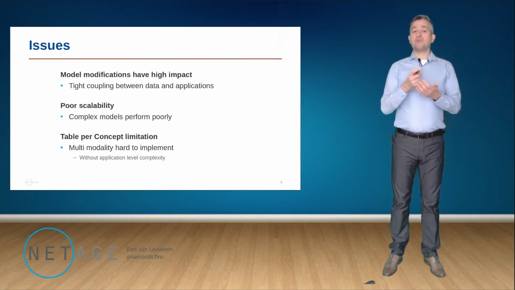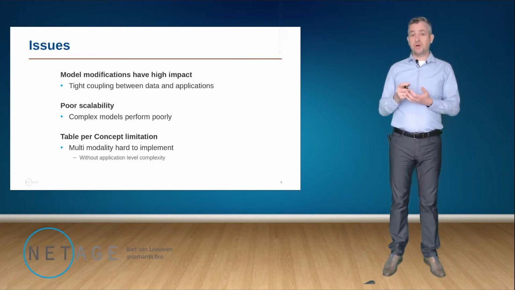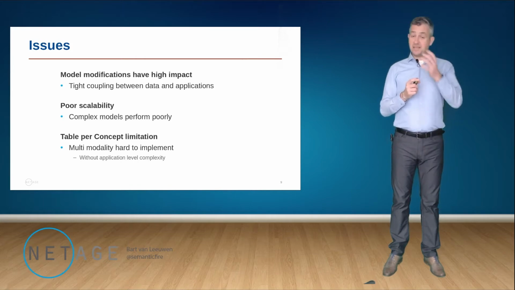If you go to really large amounts of data, the complex models perform really poorly. And the reason that the Googles and Facebooks of this world moved away from traditional data modeling is because they could not make this perform anymore. And the second part is obviously every concept in your domain you want to model needs a separate table in this approach, which is very limiting.